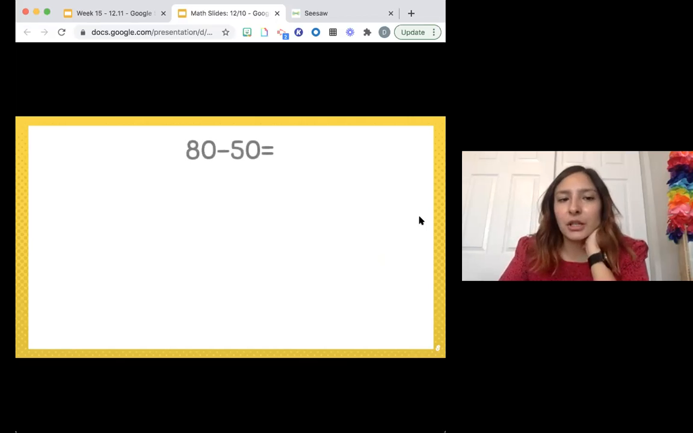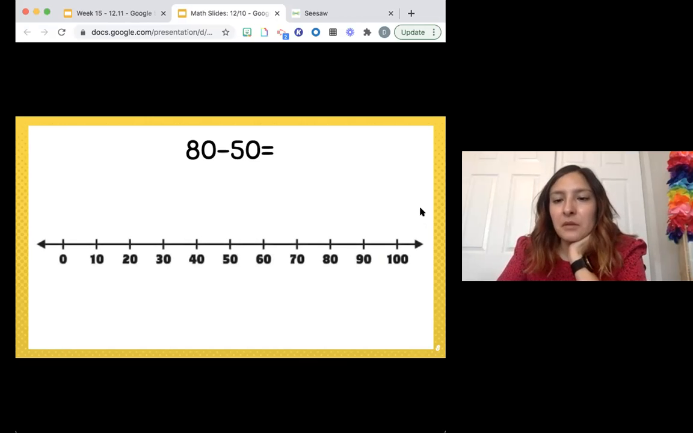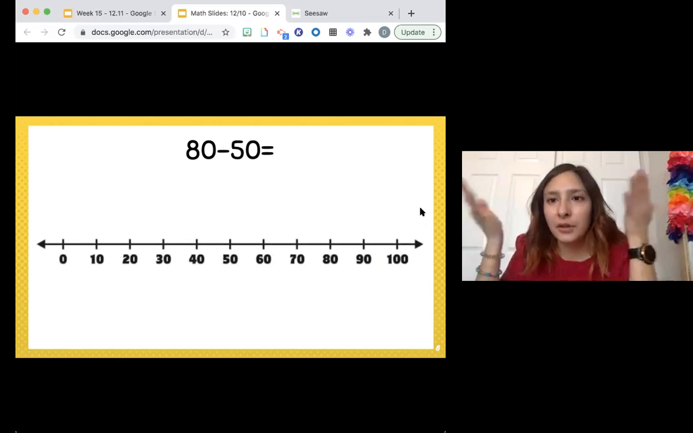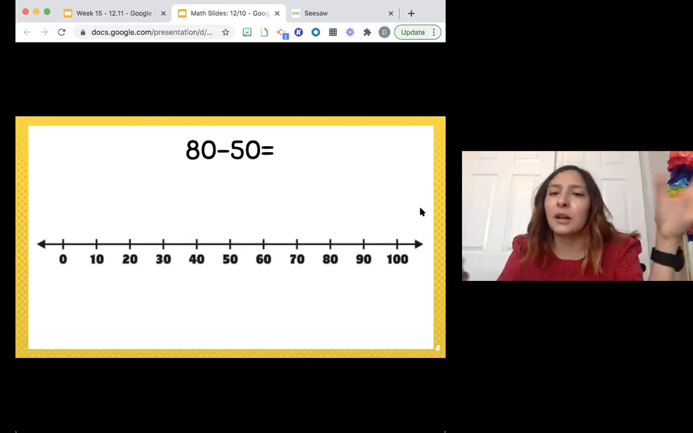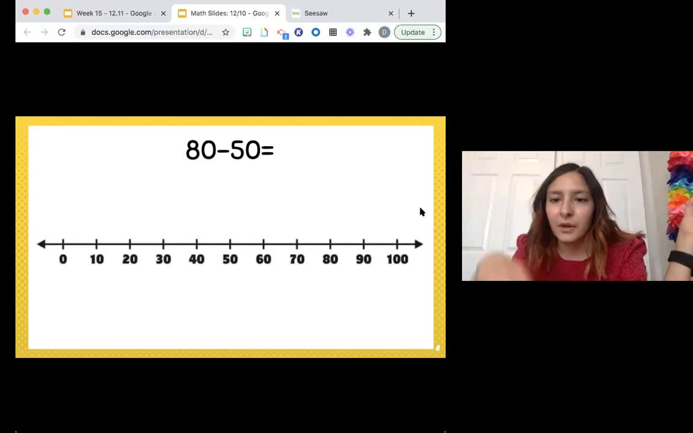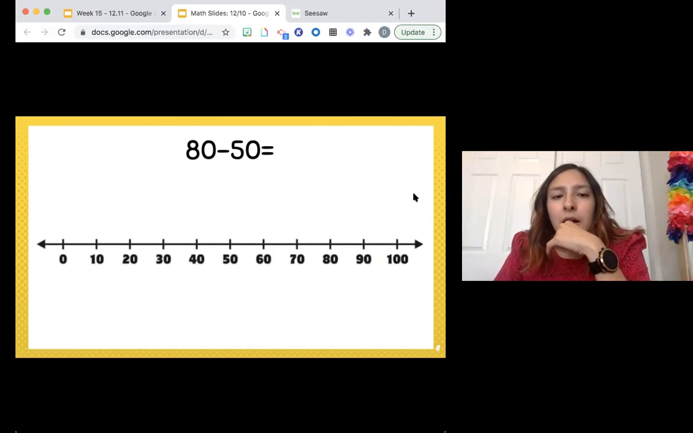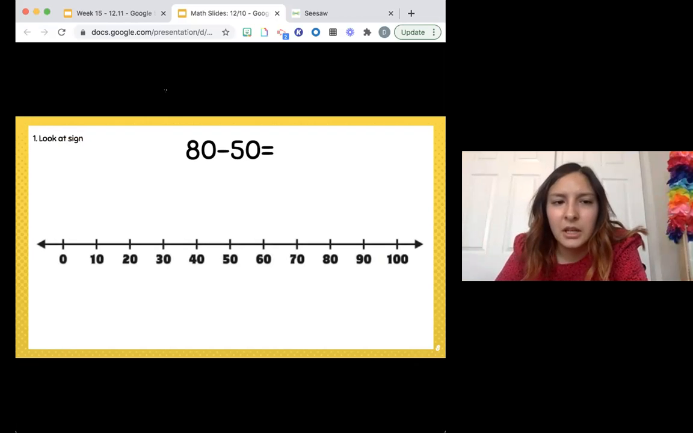Solve the equation 80 minus 50 equals on my number line. Okay, remember, I'm going to think aloud first again for this one, and then your thinking job is to think, how many groups of 10 am I counting back? Right? Again, I'm going to follow my steps. I'm going to look at the sign, and I see that it's the minus sign, so I'm going to be counting back. So I'm taking away.